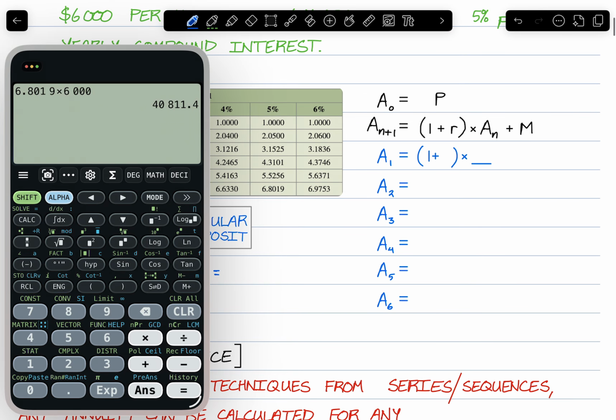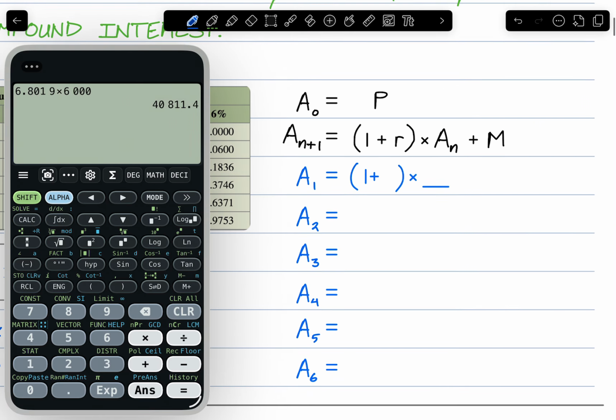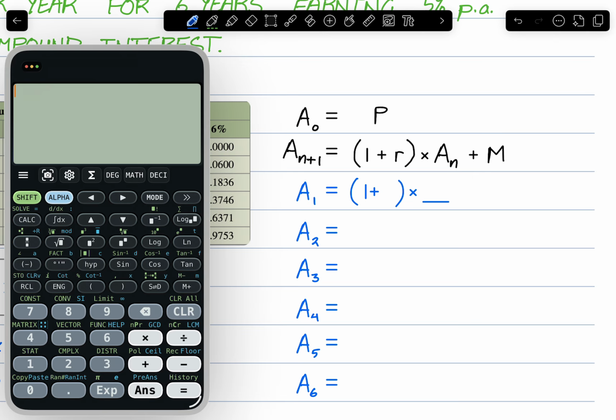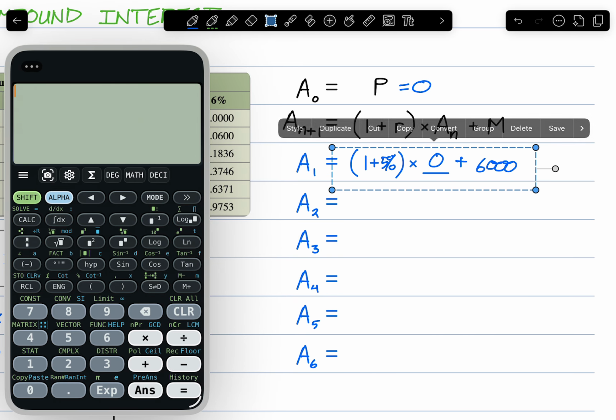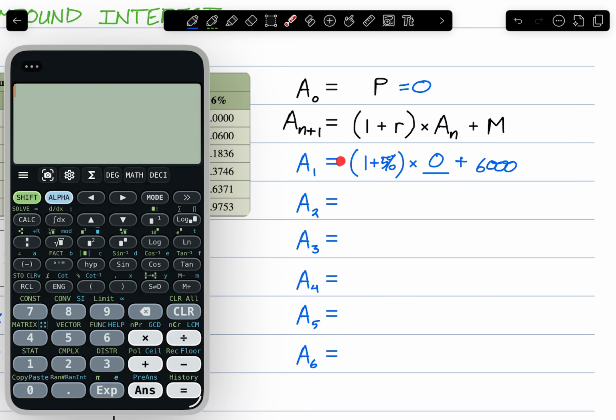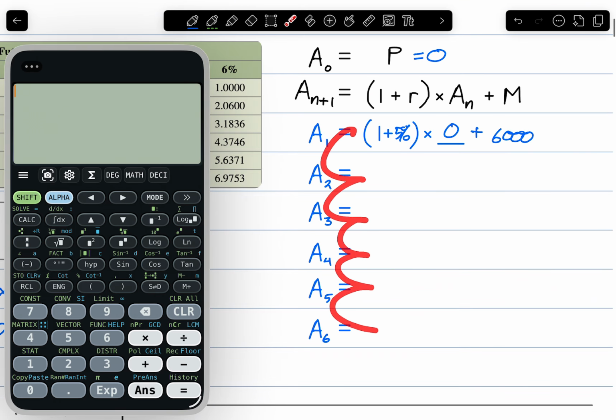Since this is small enough, we can actually do this as a recurrence relation as well. So P here, we start on 0. Our rate is 5%. A0 is 0, and we're going to add 6,000. Now, of course, I'm not going to write all of these again. I think we get the idea. We're going to keep copying these until we get to the 6th iteration.